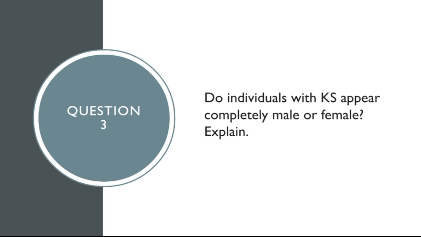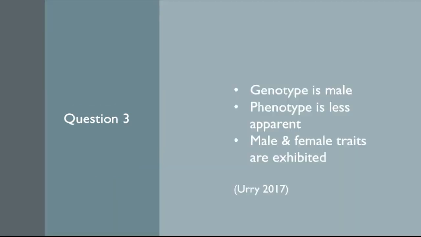I also had question 3, which asks if people with Klinefelter's appear more male or female. Technically, those with Klinefelter syndrome are male, but because they have an extra X chromosome, they exhibit traits that are typical to females as well. For example, they may develop breasts, a shorter torso, and broader hips. Puberty can also be delayed or incomplete.